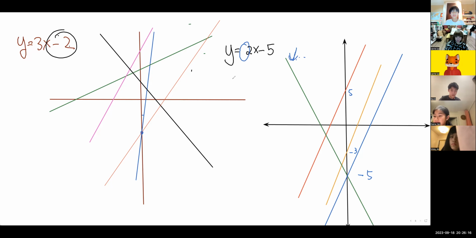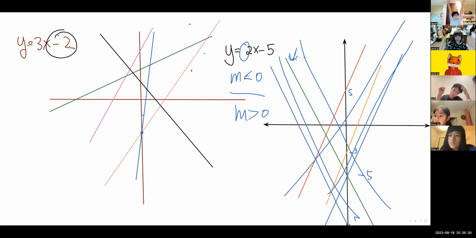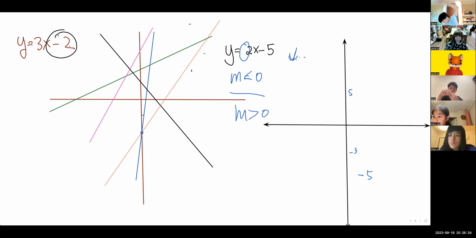Okay, when m is smaller than 0, the line looks like this. Okay, when you see a line like that, this is m smaller than 0. When you see a line like that, it is m bigger than 0. Okay, I'm going to explain why to all of you, okay? So let's just take a look at this one.